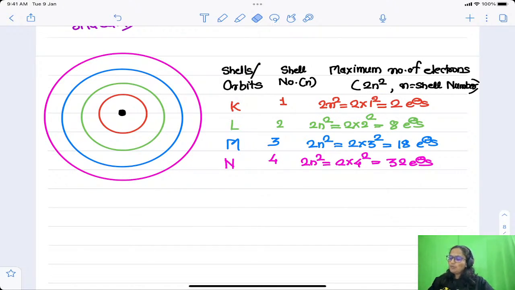This is Bohr's atomic model. I'll just write down the symbols of the shells. This is K shell, this is L, this is M and this is N. He has given the numbers also. K shell is the shell number 1, L is the shell number 2, M is the shell number 3, N is the shell number 4, right?